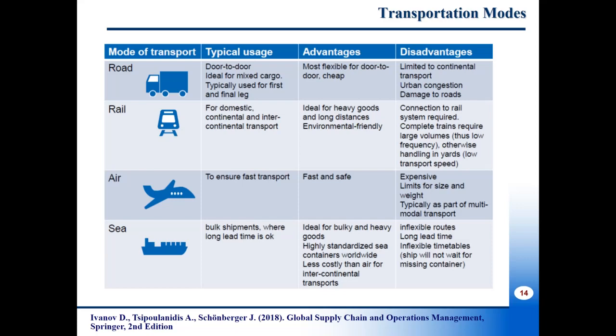Rail transport is typically used for all ranges of ground transportation, for domestic, continental, and intercontinental transport. Recently, a new potential railroad from the Far East to Europe is being developed by the Chinese government. In addition, rail transport is ideal for carrying heavy goods over long distances without harming the environment due to its lower emissions than air and road transport.